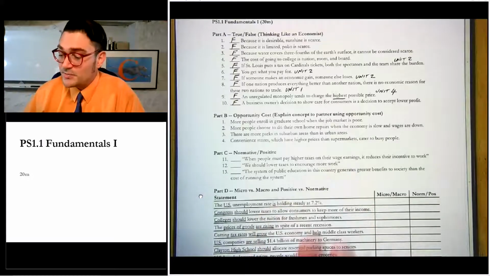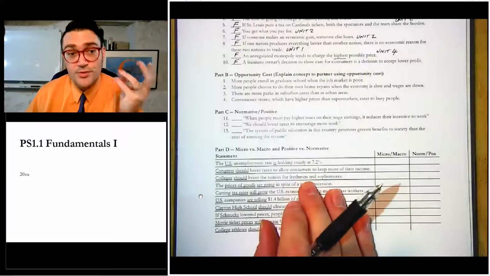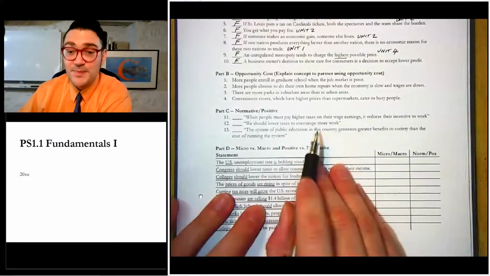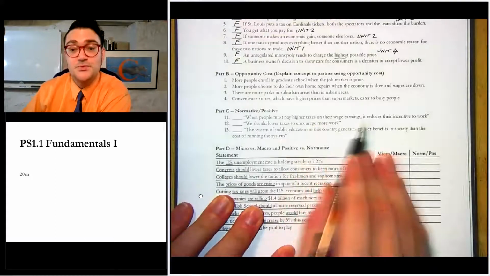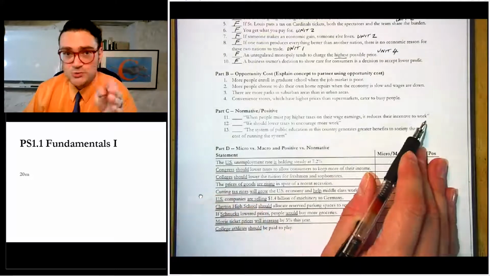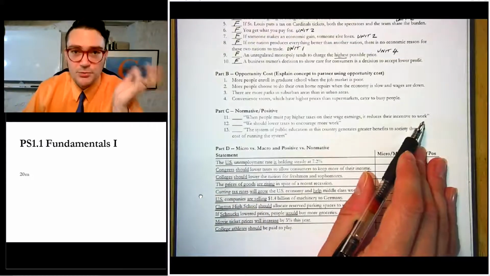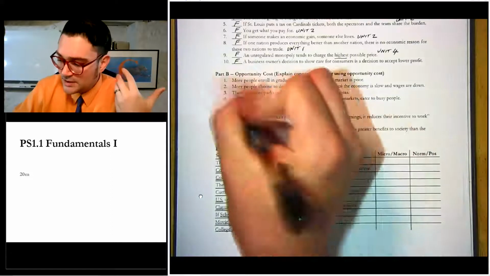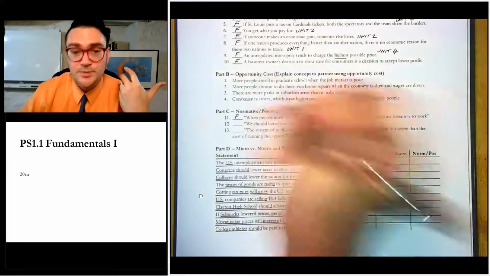Now let's talk normative and positive. Now this one is, if you remember, normative is what should be and positive is what is. When people must pay higher taxes on their wage earnings, it reduces their incentive to work. And that is a fact, right? It's true that if I take away your money when you earn more of it, then it actually takes away your incentive to do it. So this is a positive statement, so I'm going to put a P.